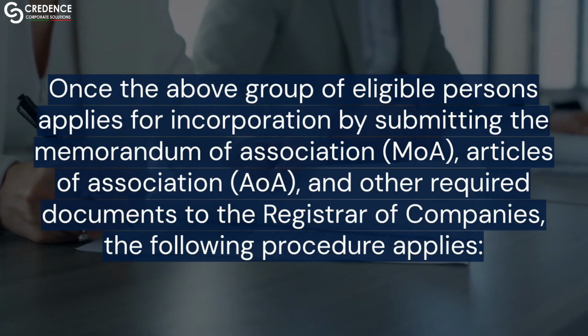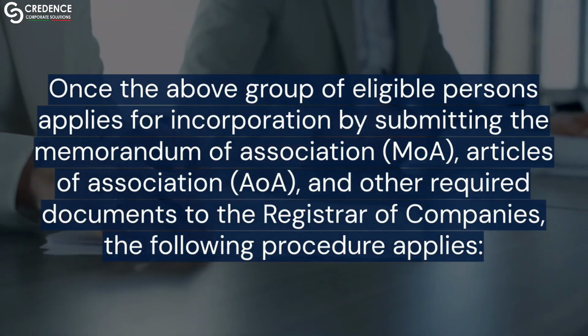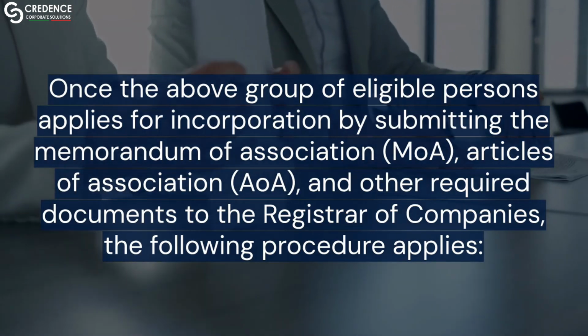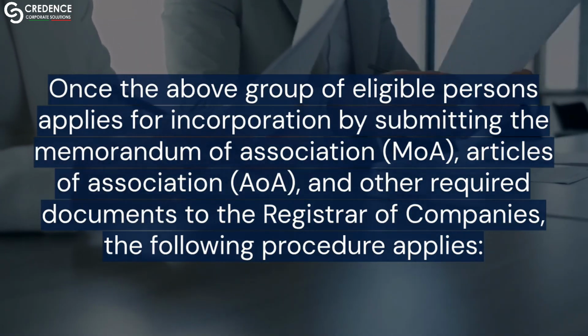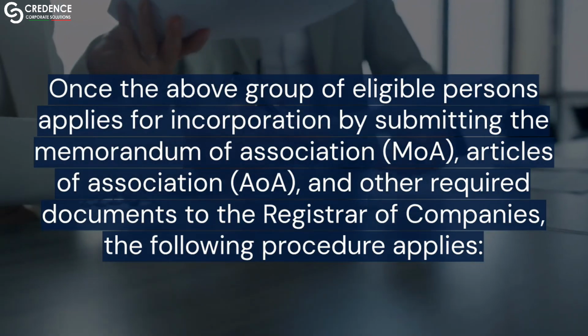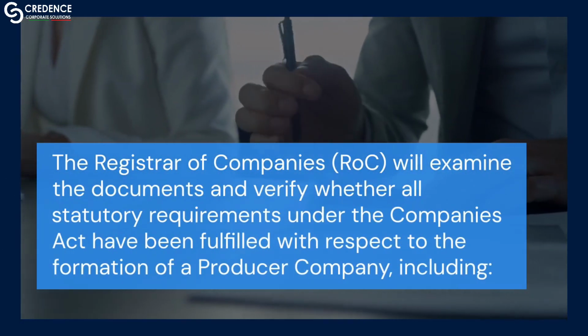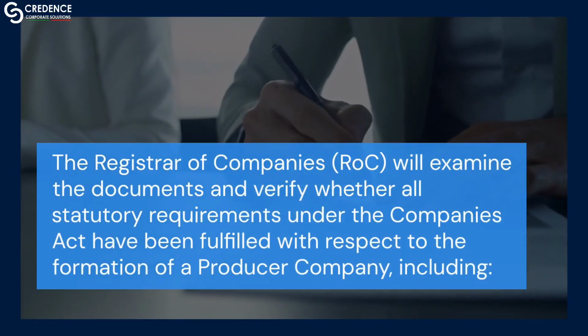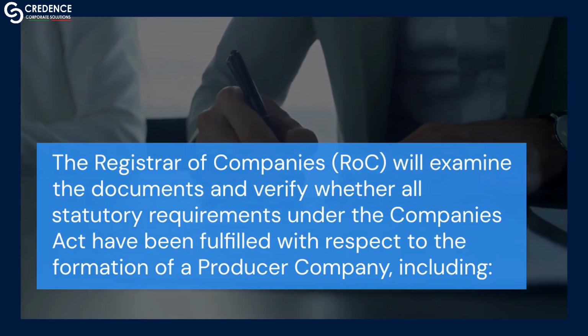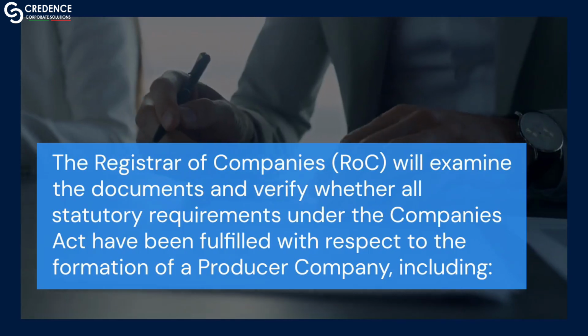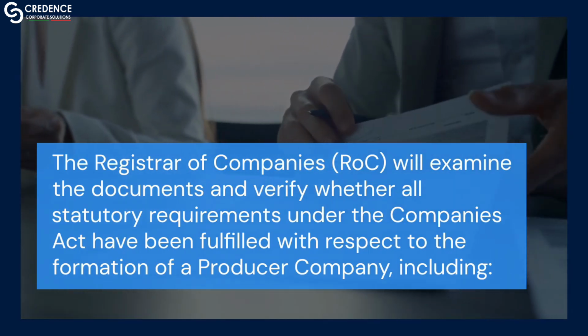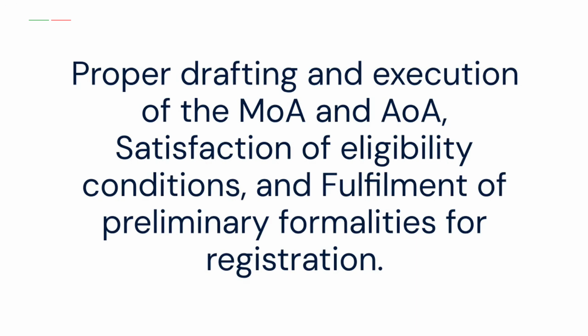Once the above group of eligible persons applies for incorporation by submitting the Memorandum of Association, MOA, Articles of Association, AOA, and other required documents to the Registrar of Companies, the following procedure applies. The Registrar of Companies, ROC, will examine the documents and verify whether all statutory requirements under the Companies Act have been fulfilled with respect to the formation of a producer company, including proper drafting and execution of the MOA and AOA, satisfaction of eligibility conditions, and fulfillment of preliminary formalities for registration.